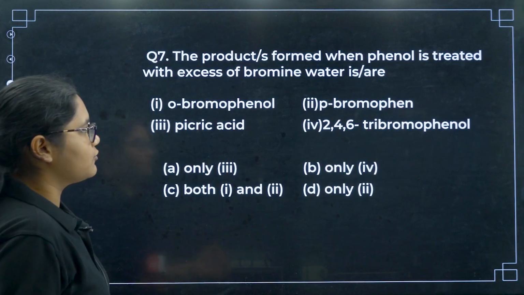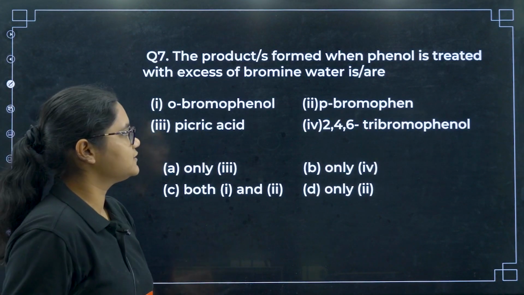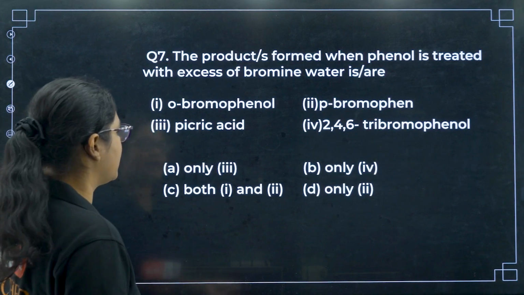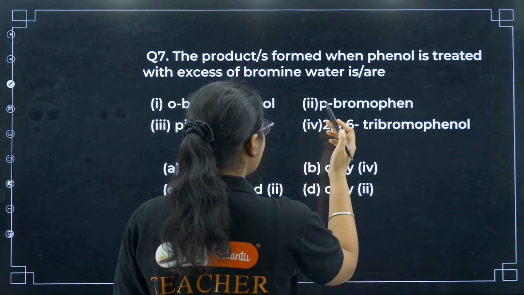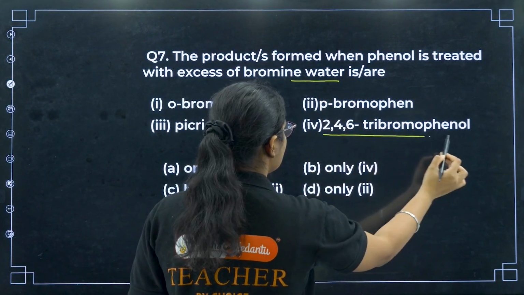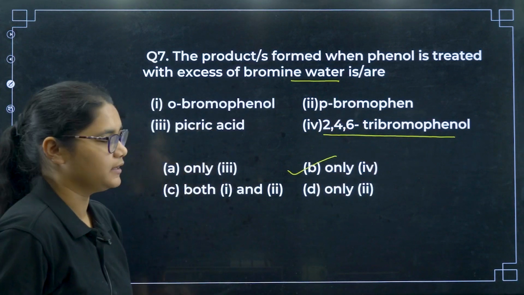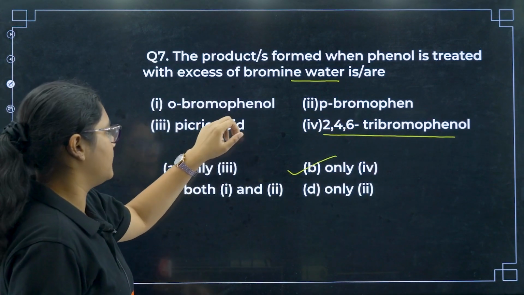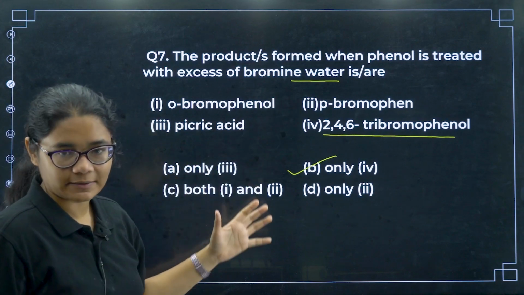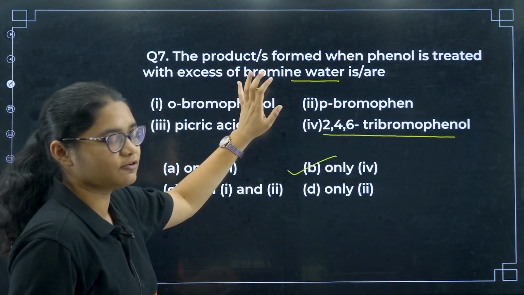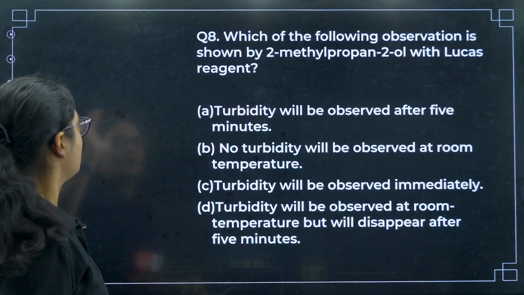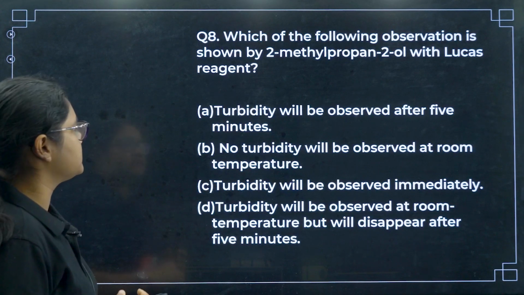Next, the products formed when phenol is treated with excess of bromine water. So you will get, with excess of bromine water, 2,4,6-tribromophenol, so only option number B here. We won't get separate ortho and para-bromo products when you treat with excess of bromine water. Okay, next, which of the following observations is shown?